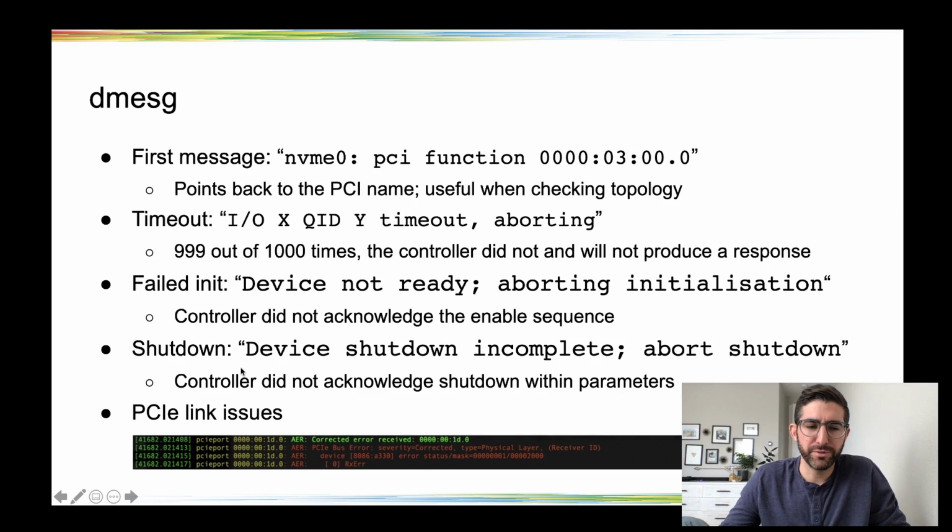Shutdown, right? Again, this is really important on big drives where it can take a long time to shut down. Basically, if drives have to dump their metadata or have large power loss capacitors, you might see something like this where the device shutdown was incomplete and aborted, and then you'll get back in the SMART attributes monitor something called unsafe shutdown.